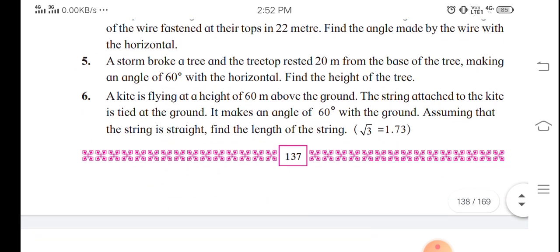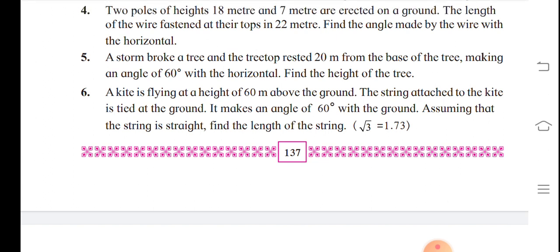See, in question number 5, a storm broke a tree and the tree top rested 20 meters from the base of the tree, making an angle of 60 with the horizontal. Find the height of the tree. See what they have given.